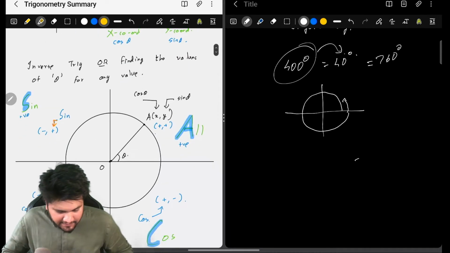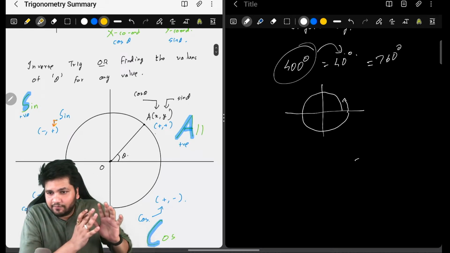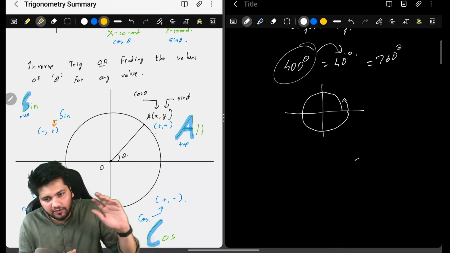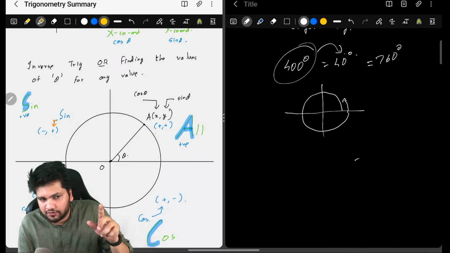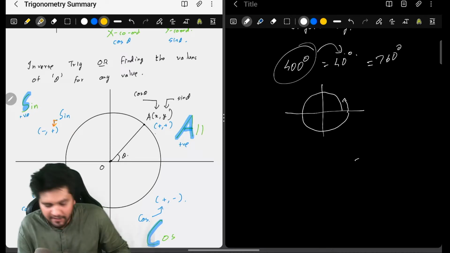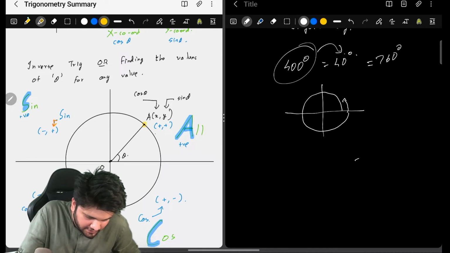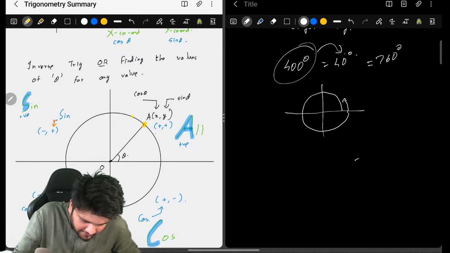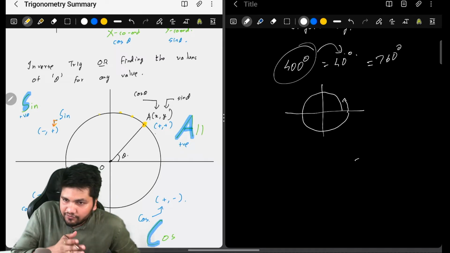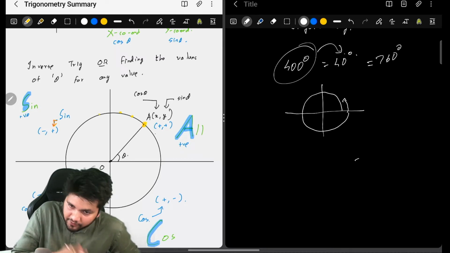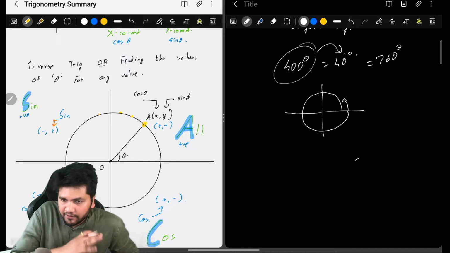Now, the thing is, since we know the sine and cos value, all the trigonometric ratios' values are dependent on sine and cos. So just the major ones, sine and cos, are important. As you can see, the points on this circle will determine the value of sine and cos. And from that, we know tan, sec, cosec, cot, everything.